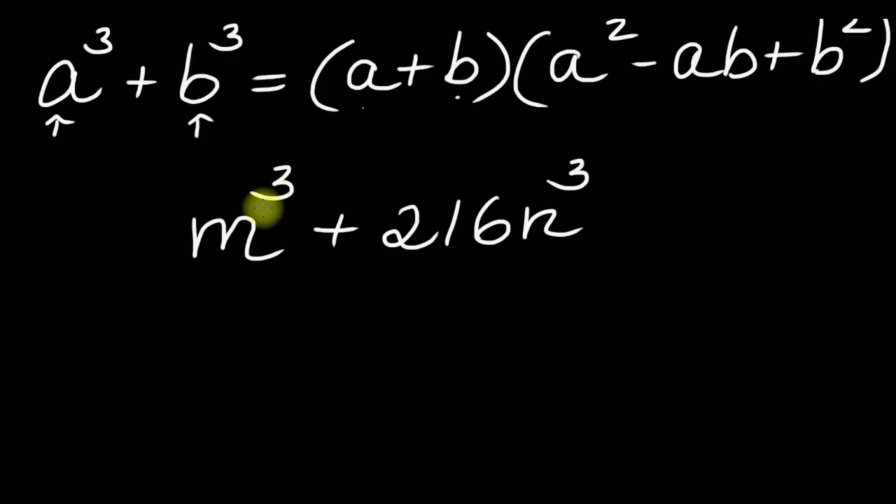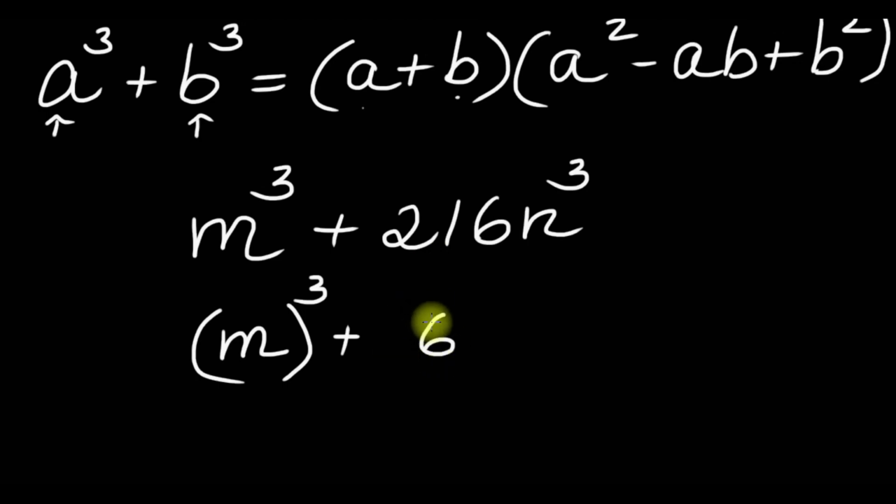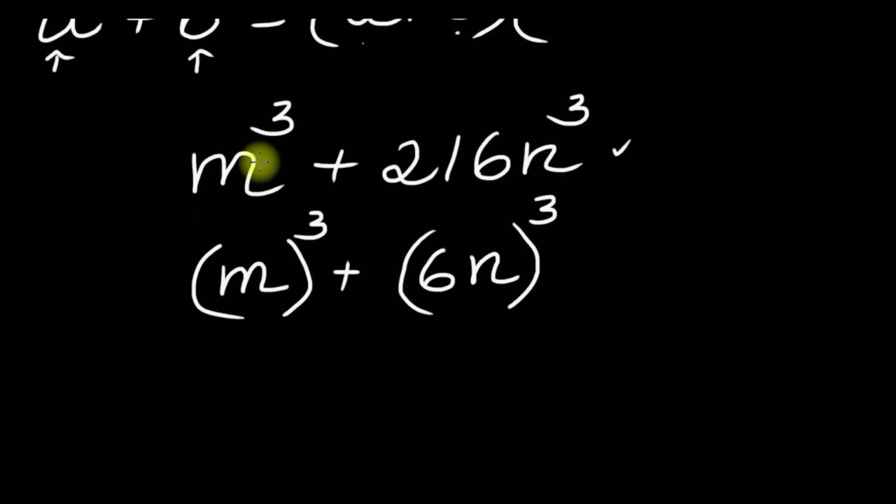Okay, so is this a cube? When you take the cube root of the cube, you get the base, and then if you cube it, you get the cube. And then over here, when you take the cube root of 216, it's going to be 6 because 6 times 6 is 36, times 6 again is 216. And then the cube root of n to the third is just going to be n. And then if you cube it, you get 216 n cubed.